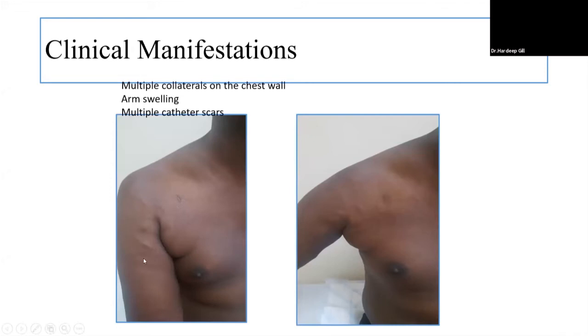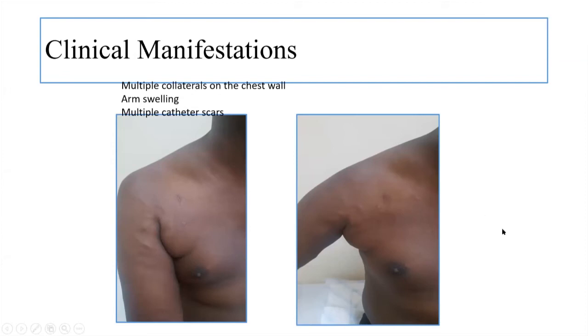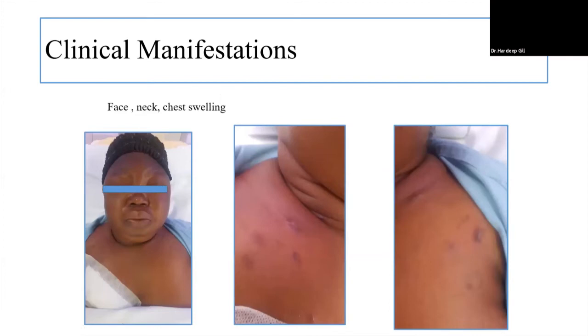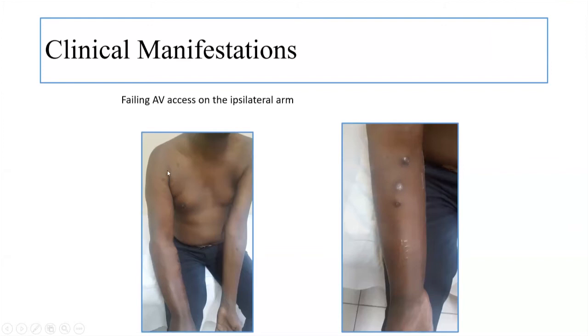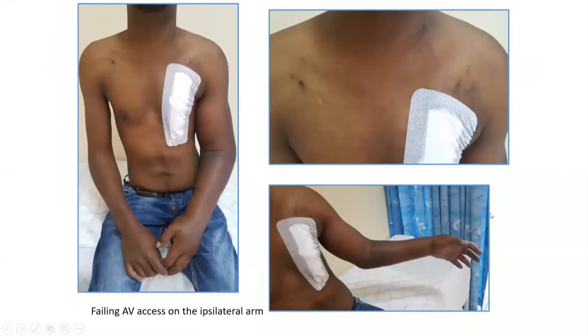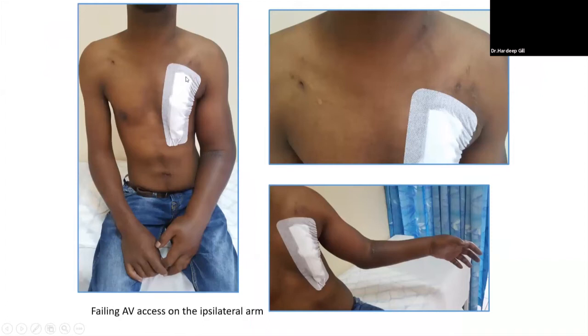There's massive arm swelling, and there's evidence of multiple catheters. There's face, neck, and chest swelling as well. When the superior vena cava is involved, you can see facial swelling and multiple catheter sites. This patient has had an AV fistula on this arm with swelling of that arm and multiple collateral veins. Same thing, catheter on the ipsilateral side of the fistula, massive swelling of the arm.